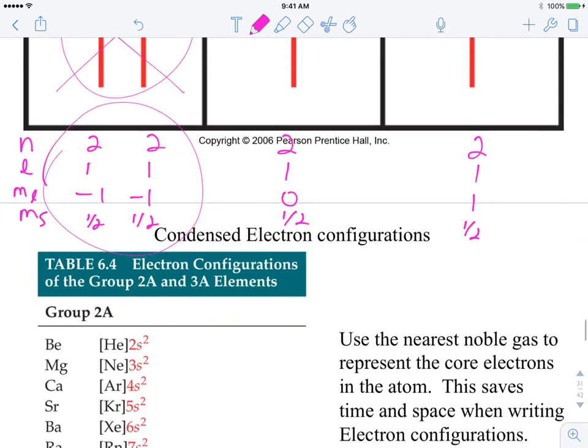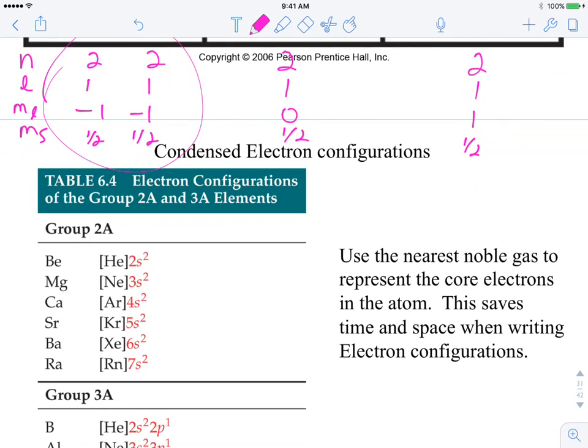Now, when you get to atoms that are really large, it's sort of annoying to write out the entire electron configuration. So you can use the nearest noble gas, which is group 18 on the periodic table, to represent what's known as the core electrons. This saves a lot of space. So the core is the electron configuration of the noble gas, and then you put on the extra electrons. So something like beryllium, it has 4 electrons. If I look up at the periodic table, helium has 2 electrons.